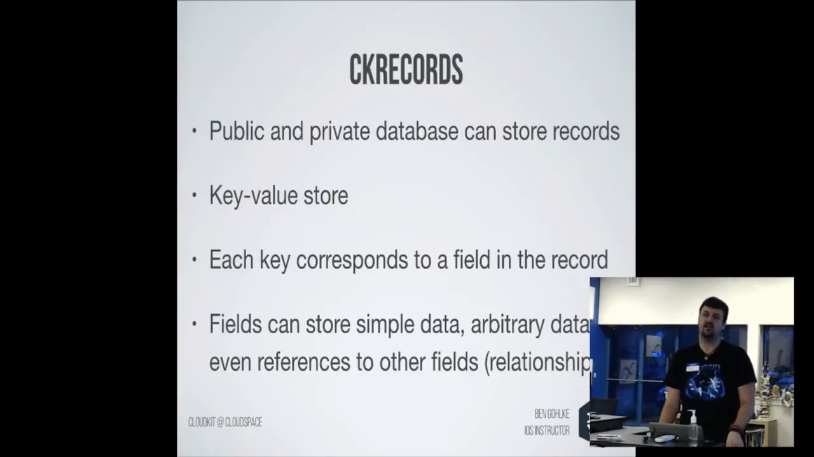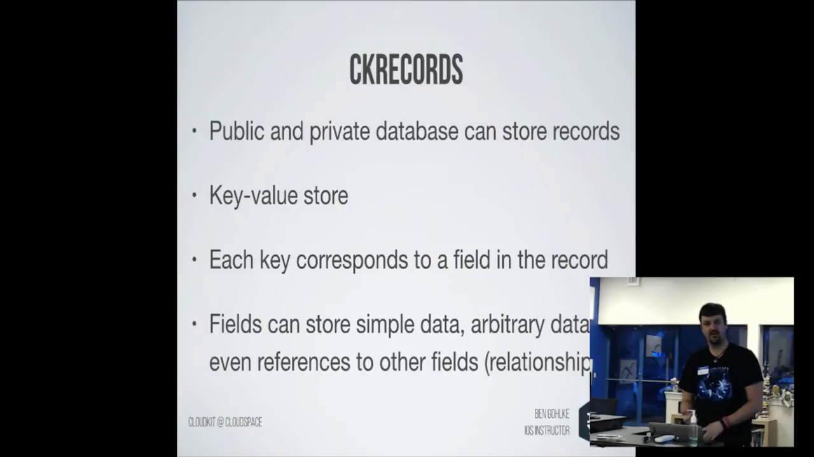And each key in the dictionary corresponds to a field. So if you imagine a traditional database table, you're going to have columns along the top and rows going down. Each column, each attribute, is going to correspond to a field in a record. Then when you want to pull a particular field out of that record, you would basically just do objectForKey and use that field name to pluck out that particular bit of information.